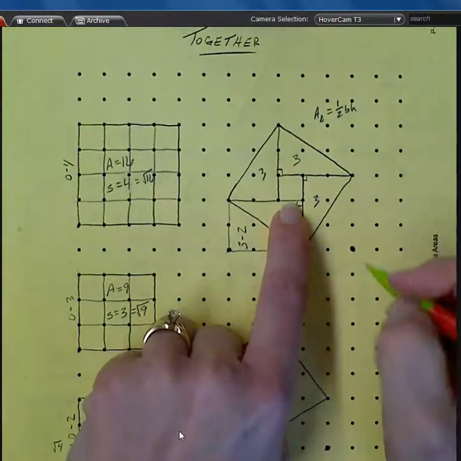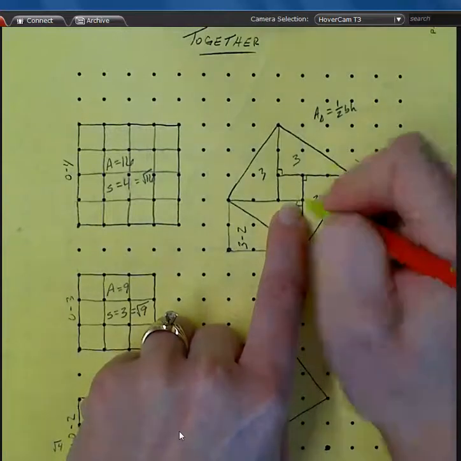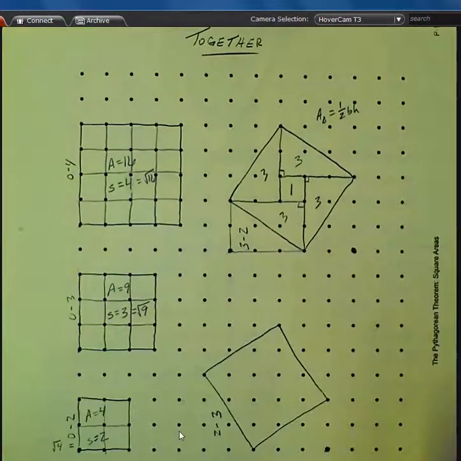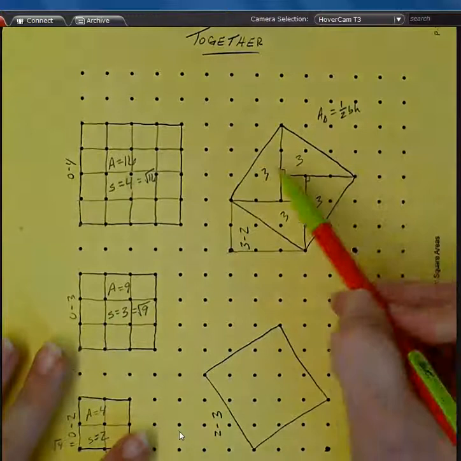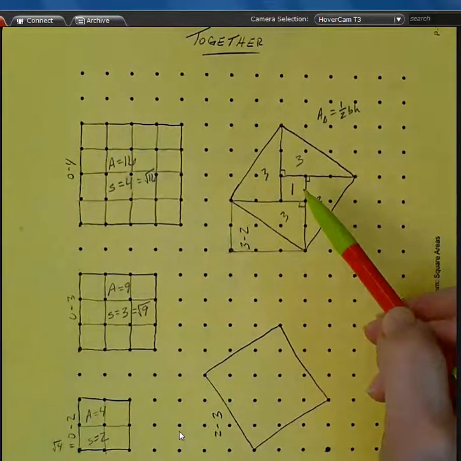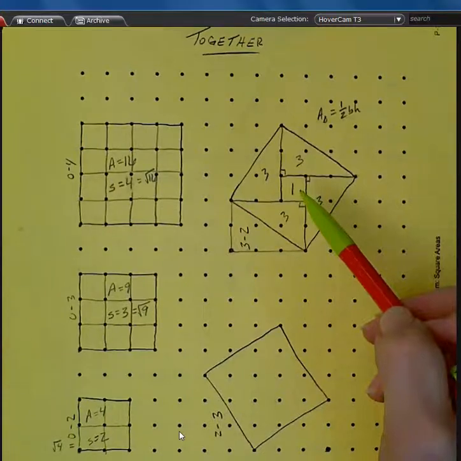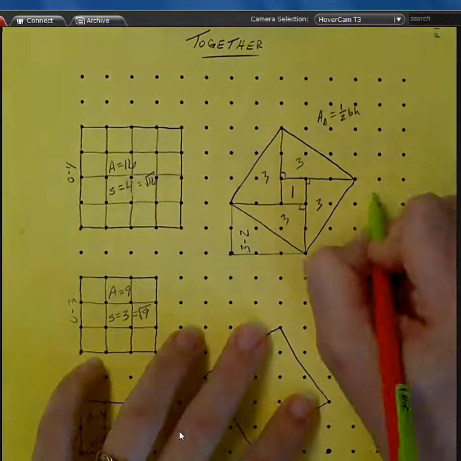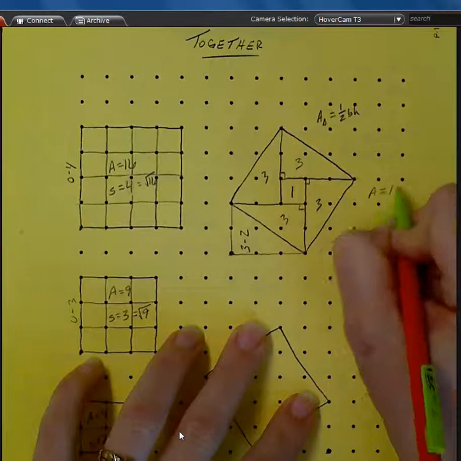Why is the middle box 1? You're right. Because it's just an area of 1. It's a 1 by 1. So 3, 3, 3, 3. There's 4 3s, which is 12. Plus 1 more is the area. It's 13.